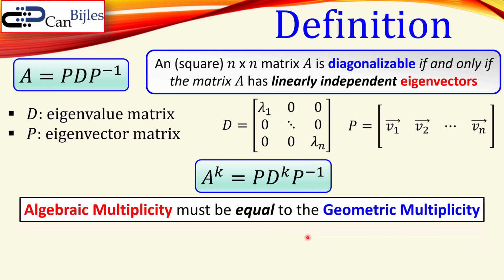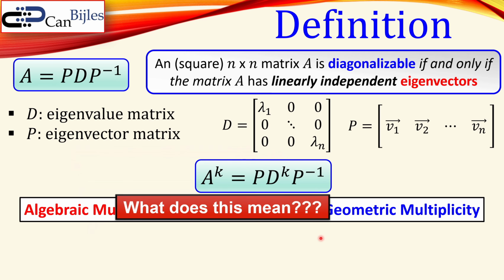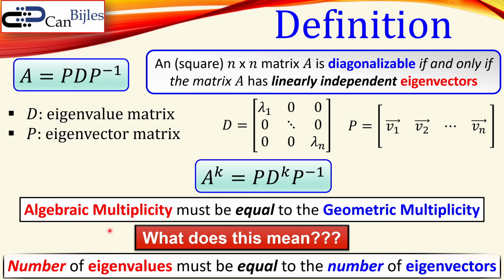In more precise terms, in mathematics, we say the algebraic multiplicity must be equal to the geometric multiplicity. Now, this is maybe pretty difficult to understand. What does it actually mean? That means the following. In other words, the number of eigenvalues must be equal to the number of eigenvectors. For example, if you have a 3 by 3 matrix, you've calculated 3 eigenvalues, but you have only 2 eigenvectors. That means your matrix A cannot be diagonalizable, so we need to proceed in a different way to calculate the matrix to the power of some value. That's the meaning of this condition.